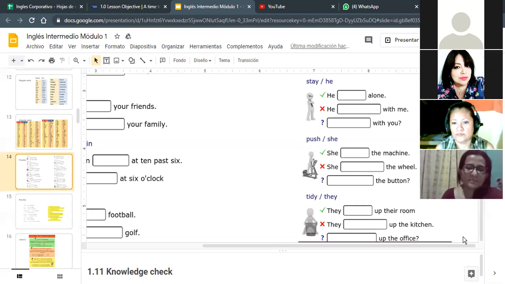And the last one, it says tidy and they, affirmative. They tidied up their room. And the negative? They didn't tidy up the kitchen. Good. And the question? Did they tidy up the office? Very good. Remember that tidy is like clean and get everything organized very well.